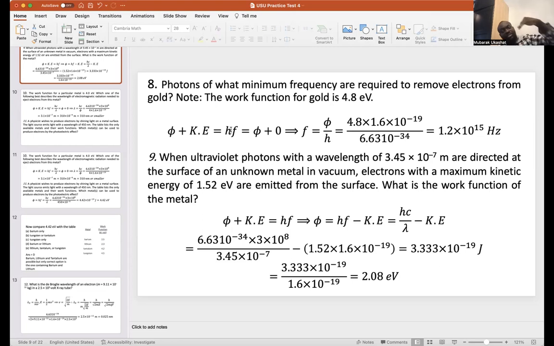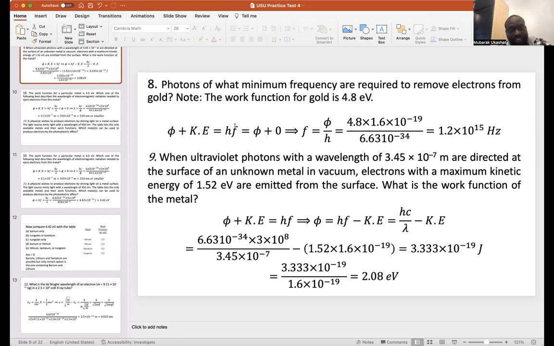If you have energy more than the work function, you can now eject those electrons, and then give them kinetic energy. So work function plus kinetic energy equals the energy of the light that is used to illuminate the photoelectric effect. But in this case, we're only discussing work function. We don't have any extra kinetic energy.